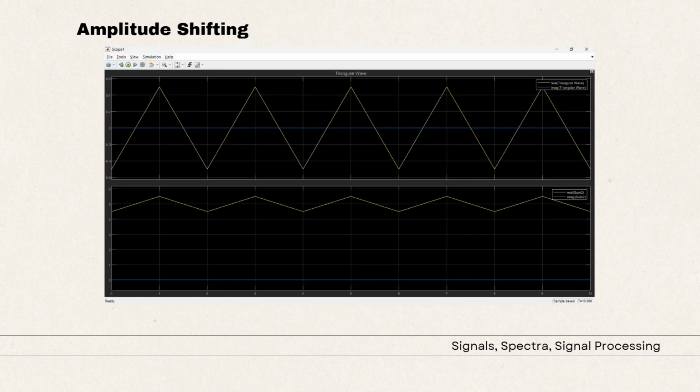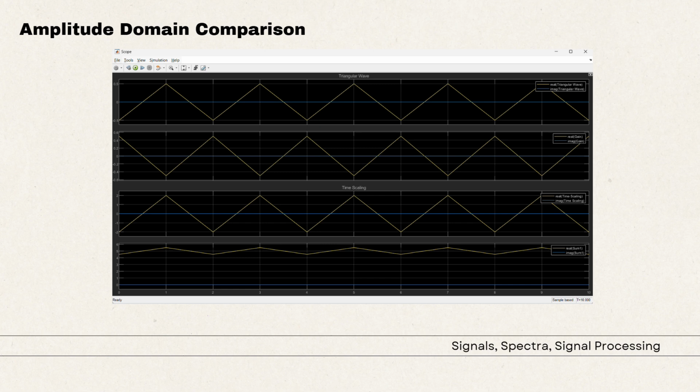The output of amplitude shifting shows the triangle waveform move vertically along the amplitude axis. If we add a positive constant, the entire waveform shifts upward. If we subtract, it shifts downward. The shape, frequency, and timing of the signal stay the same. Only its vertical position changes.